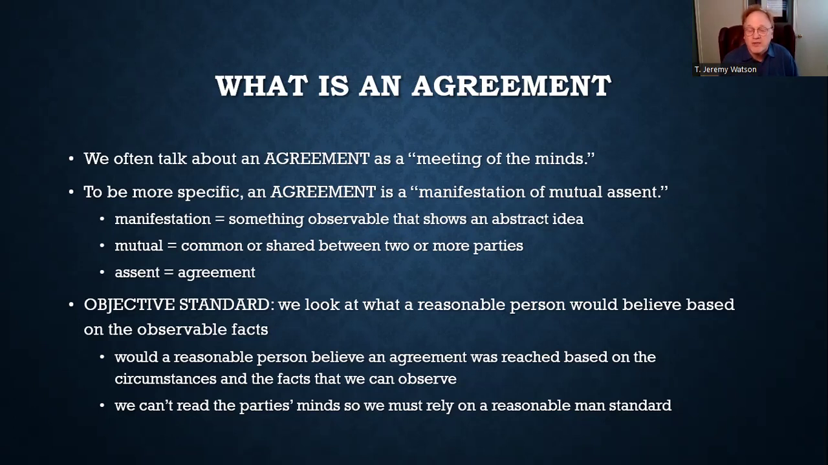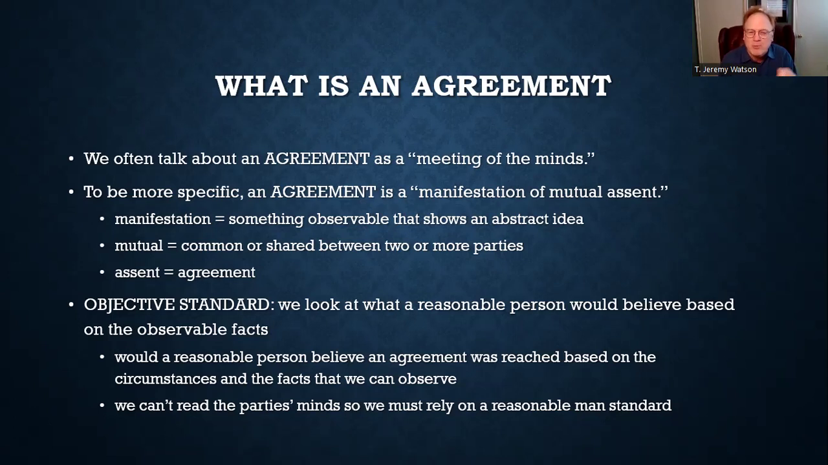The only way to disprove it would be for an outside reasonable third party to look at the observable facts and say, well, you may say you didn't intend to be bound by this, but that's not what your words said, right? That's not what your actions said. That's not what your written contract said. That's not what the observable evidence says. All right. So when we're looking to prove, was there an agreement in a contract case, we're looking at the objective standard. What are the observable facts?